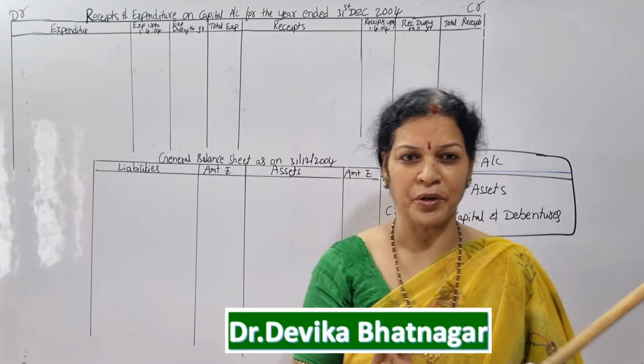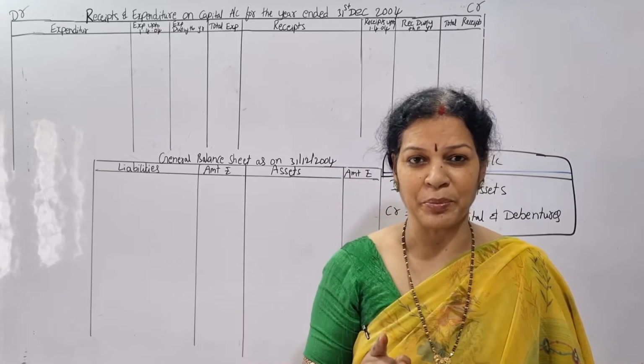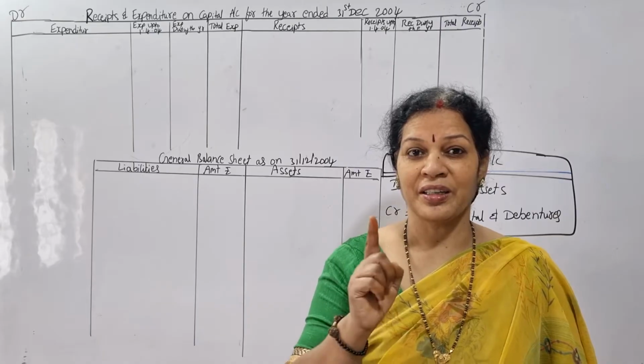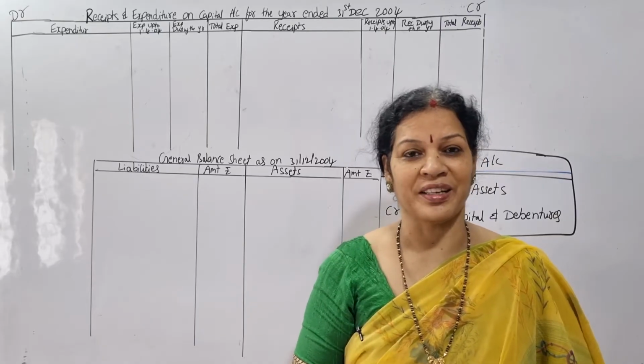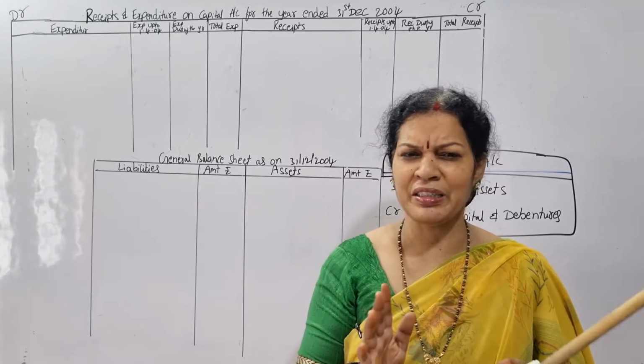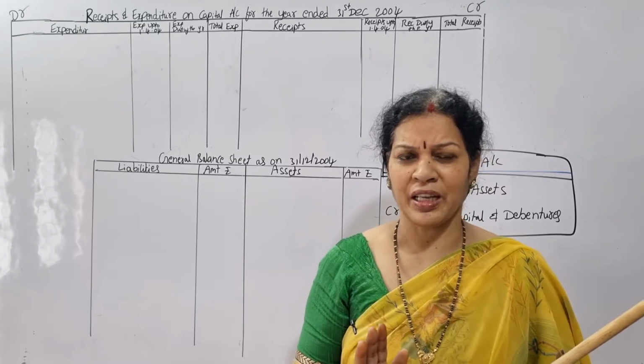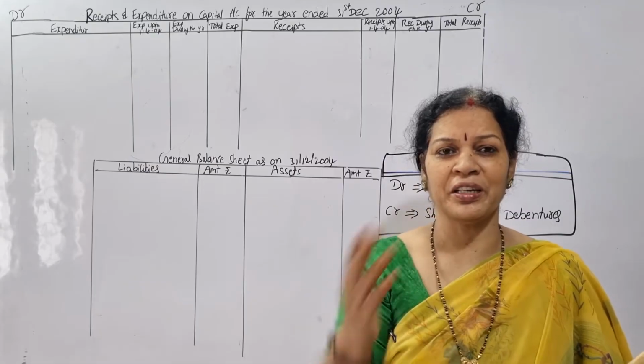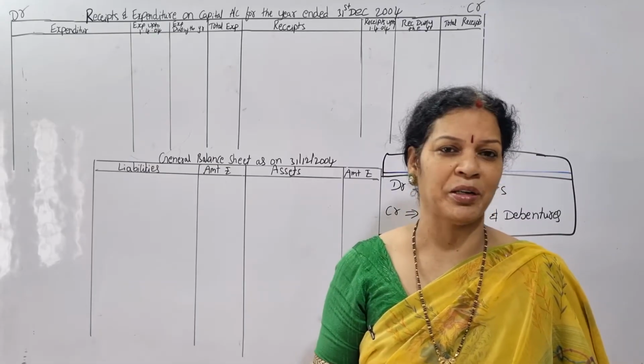Electricity companies, a few problems we have seen. Today we'll see one problem related to the capital account and balance sheet together. I'm not giving you any pro forma of capital account, not required. Very simple, easy to remember. Capital account, debit side what do you write, credit side what do you write? If you know that, capital account is very easy.